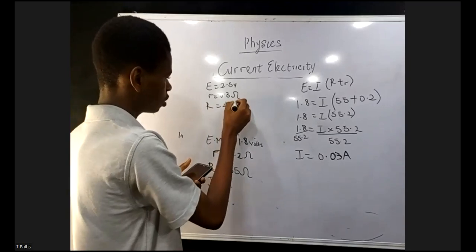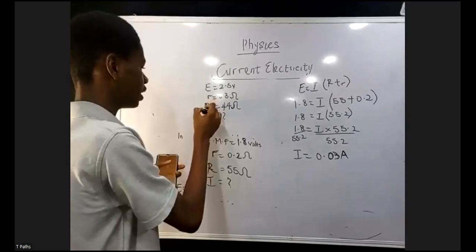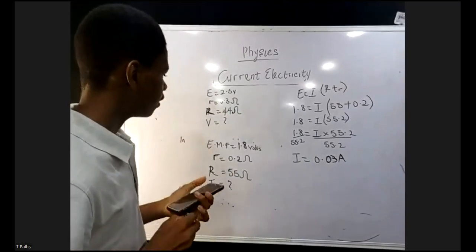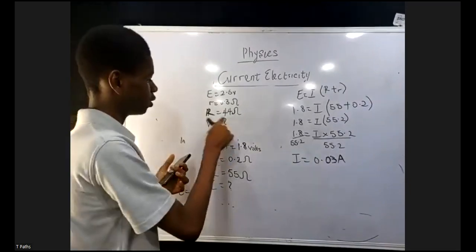External resistance, an external resistor of resistance 44 ohms. Calculate the voltage. So I have to find the voltage. Now here I have my electromotive force, and the external resistance is 44 ohms. Now the question is saying find the voltage across the external circuit.